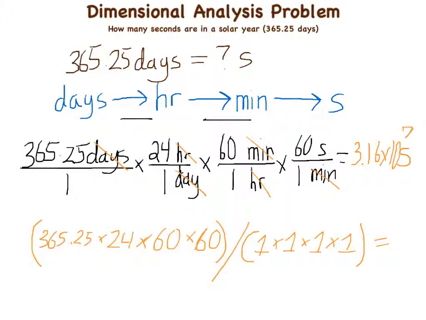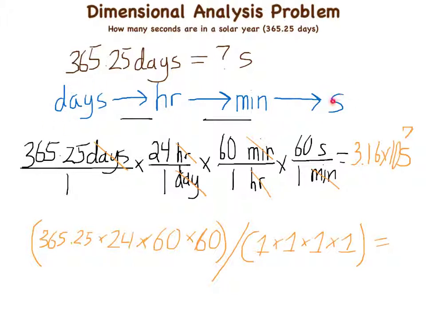Alright, so we have a lot of time. Let's recap on how we did this. The problem in word format said this: how many seconds are in a solar year? 365.25 days. But it's basically saying convert 365.25 days into seconds. So we make our map. We start off with days, and we got seconds.